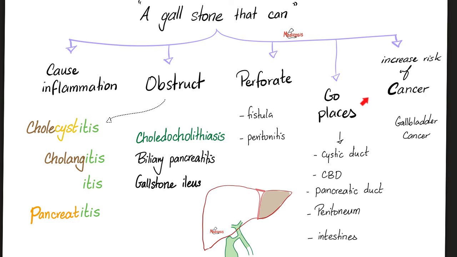The stone can go places like a Toyota Corolla. It can go to the cystic duct, common bile duct, pancreatic duct, peritoneum, or intestine. This is called cholecystitis, choledocholithiasis, gallstone pancreatitis, gallstone ileus, peritonitis. Lots of gallstones for a very long period of time, if you have genetic underpinnings, you can increase your risk of cancer.